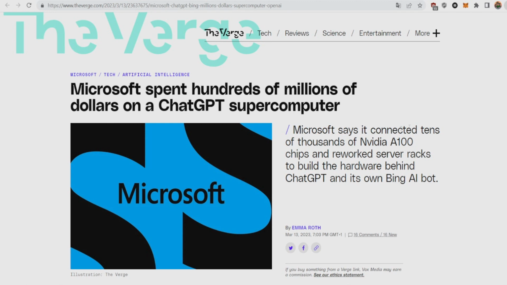It says that it's connected tens of thousands of NVIDIA A100 chips and even had to rework their server racks to build the hardware for ChatGPT. And we're seeing more and more companies having to buy tens of thousands or hundreds of thousands of NVIDIA chips to do this, and it's not going to be sustainable. Not everybody can buy NVIDIA chips at this margin.